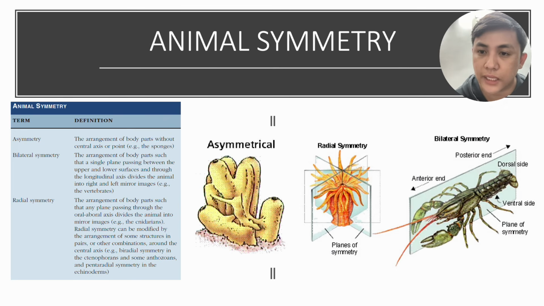Finally, let's touch briefly on animal symmetry, an important aspect of animal organization. Symmetry describes how an organism's body parts are arranged around a central point or an axis. For example, humans and many animals have bilateral symmetry, meaning the left and right sides mirror each other. Some organisms like jellyfish have radial symmetry, where body parts are arranged around a central axis. Symmetry gives us clues about how animals move, feed, and evolve structurally, while animals that don't have a particular central axis or a point are called asymmetrical animals.